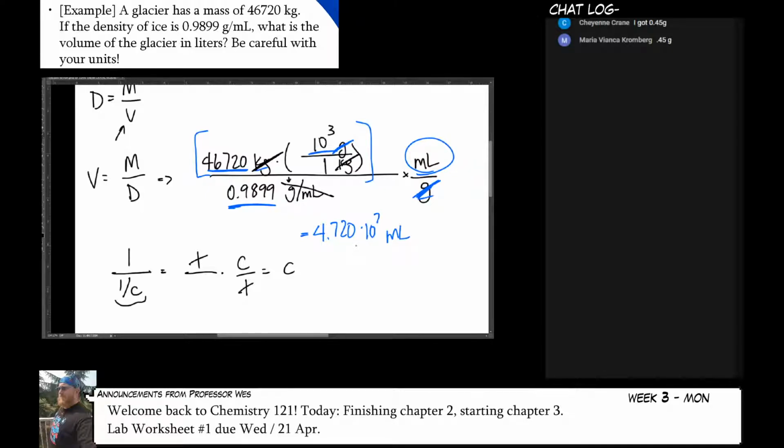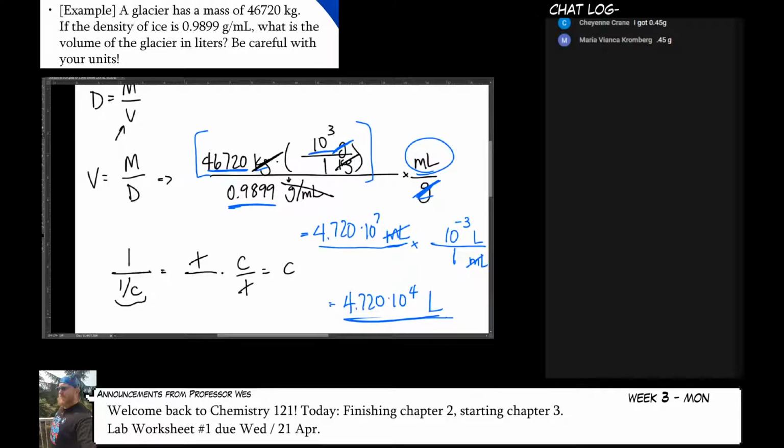But the problem does not want my answer in milliliters. It wants my answer in liters, doesn't it? So I have to cancel out my milliliters and turn them into liters. So the thing that we did on the top here, we're going to do that one more time. Milliliters, 10 to the minus 3 liters. And so I can punch that in the calculator. And we get this volume. 4.720 times 10 to the 4 liters, or 47,200 liters.